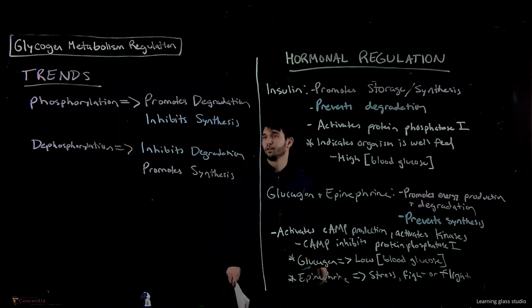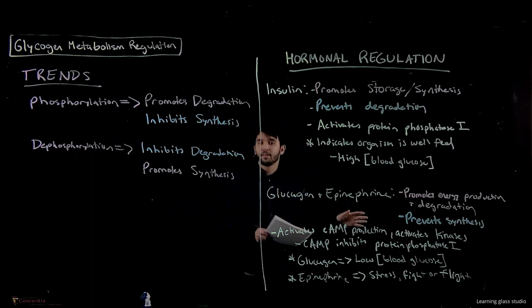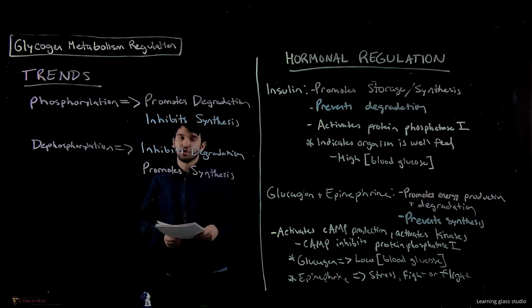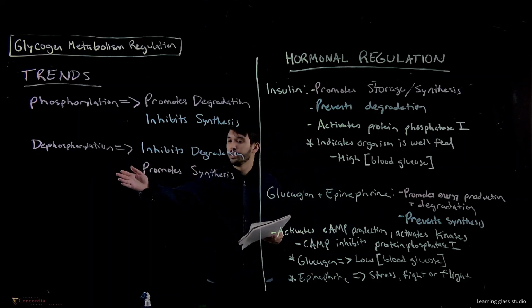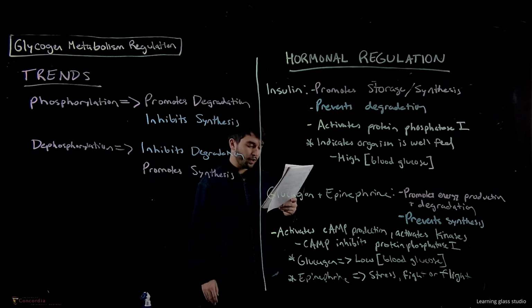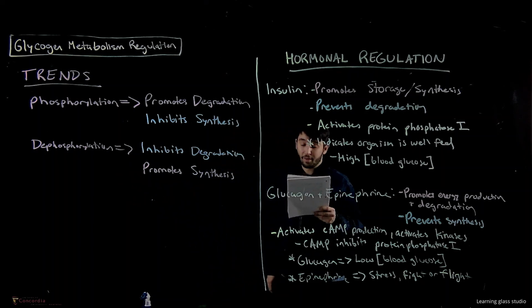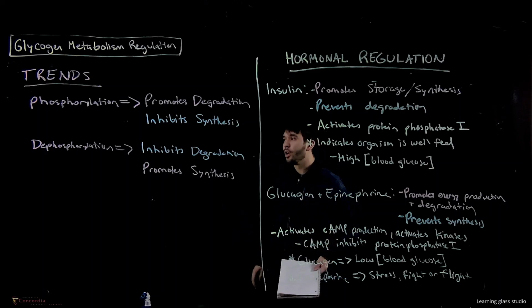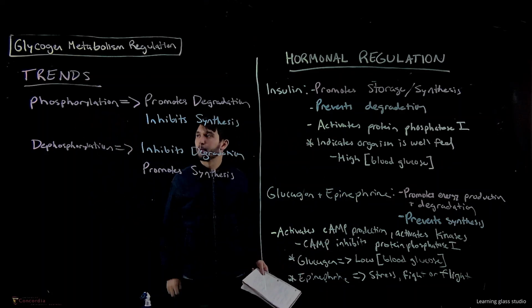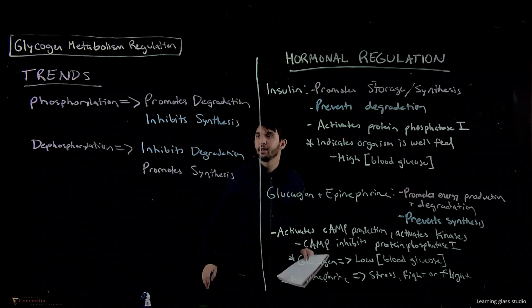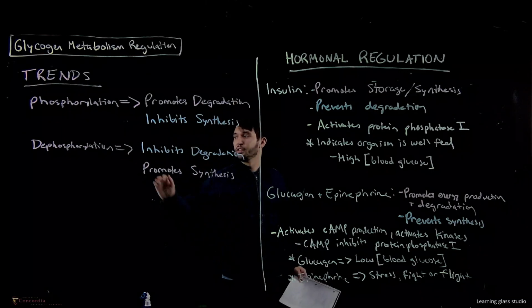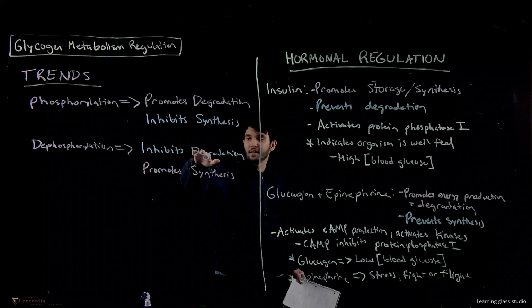and inhibit synthesis. So phosphorylation pushes glycogen in the direction of degradation, while dephosphorylation is going to inhibit degradation. Dephosphorylation will inactivate glycogen phosphorylase, while also promoting synthesis. So it will activate glycogen synthase, okay? Notice how one singular process will push the cell in one direction. It'll promote one and inhibit the other, while dephosphorylation promotes synthesis and inhibits degradation.